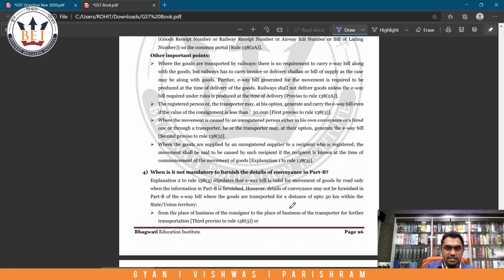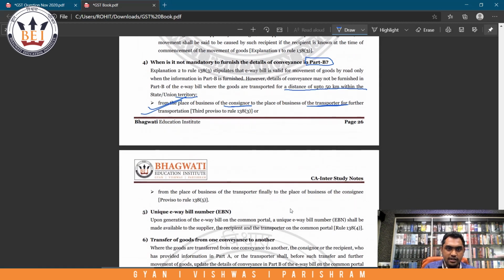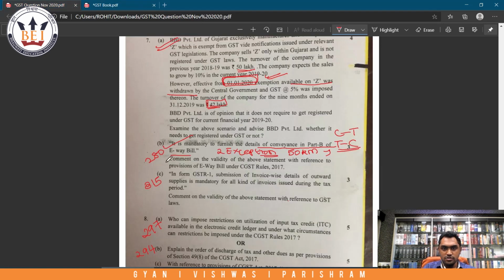Okay. When is it not mandatory to furnish details in part B? Not mandatory when goods are transported for a distance up to 50 kilometers within the state or union territory from the place of business of the consignor to the business of transporter for further transportation, and from the place of business of transporter finally to the place of consignee. So in these two cases it is not required. So the statement is partially correct.